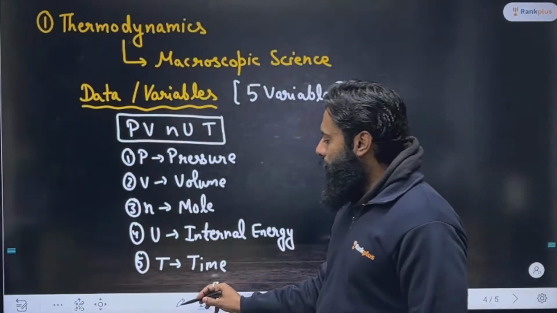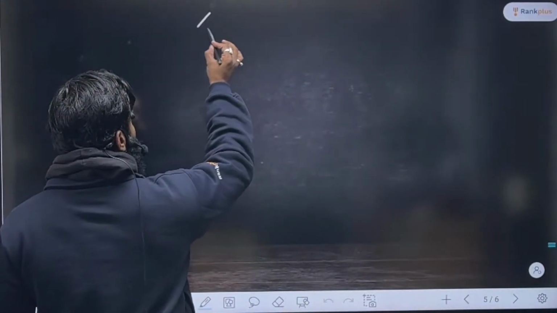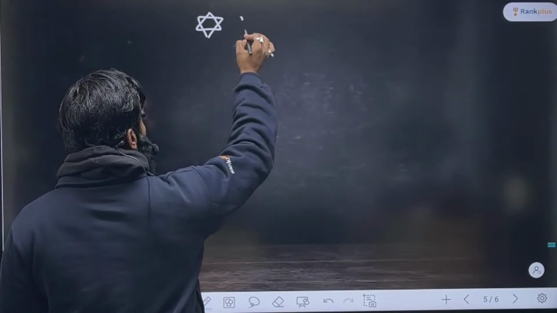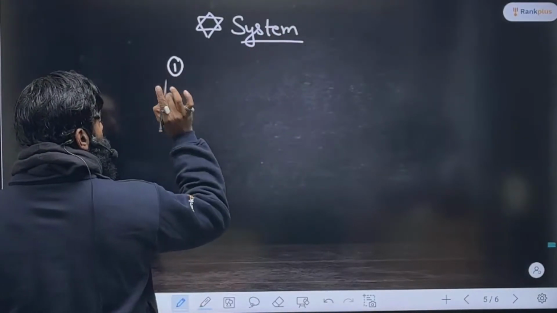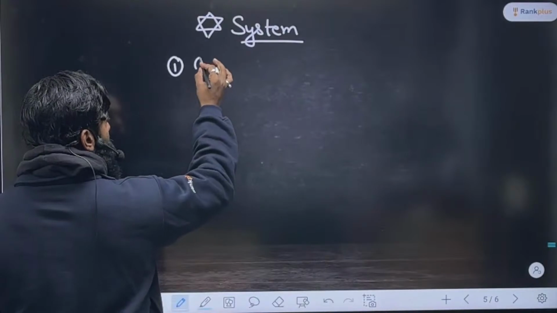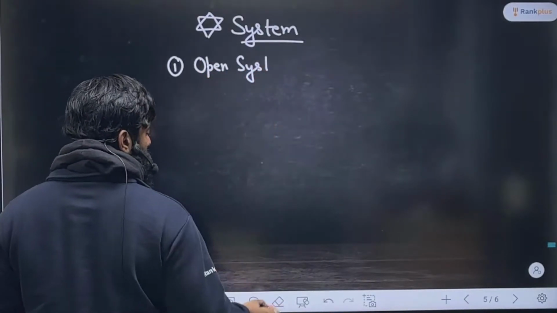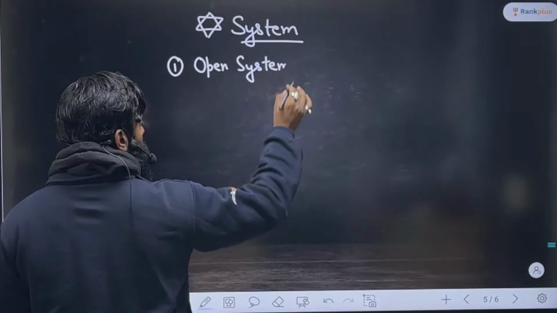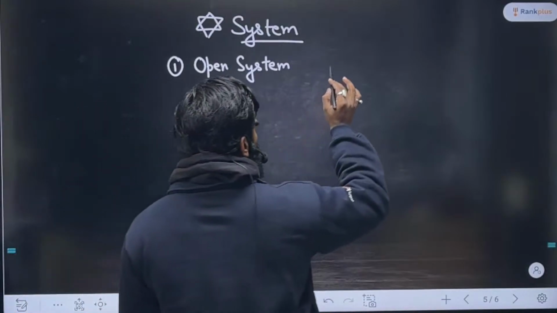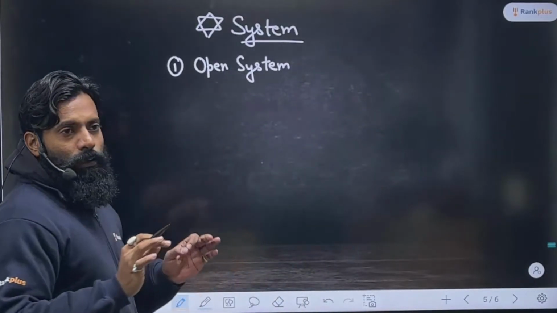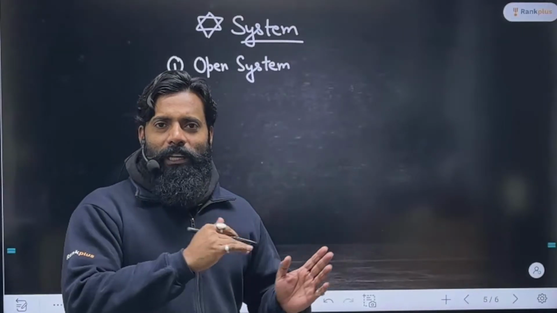So let's begin. First of all, we need to understand how many systems there are. The first system is the open system. I think you must know the basic difference between system and surrounding. Anything under our consideration is known as the system, and everything other than the system is our surrounding.